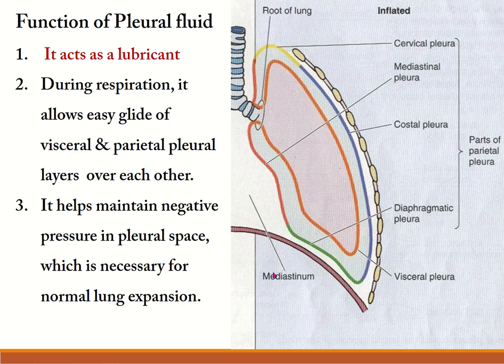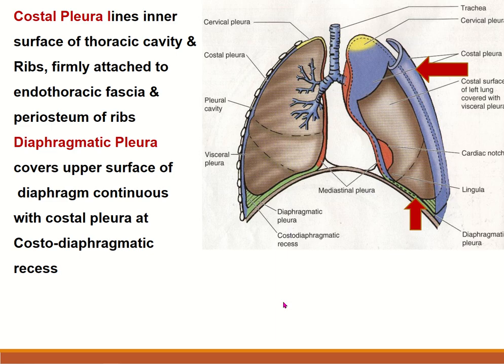The function of the pleural fluid: it acts as a lubricant. During inspiration, it allows easy gliding of the visceral and parietal pleura over each other. It helps maintain negative pressure in the pleural space, which is necessary for normal lung expansion. Costal pleura lines the inner surface of the thoracic cavity, ribs, and is firmly attached to the endothoracic fascia and periosteum of the rib.